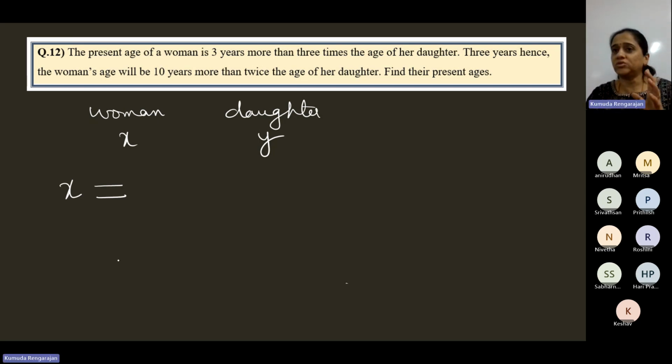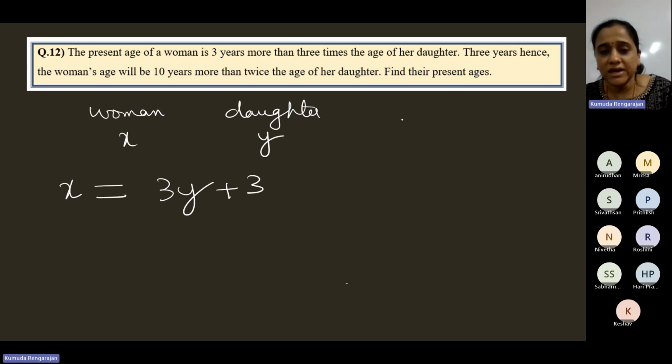Whenever you read 3 years more, 3 years less, leave some space here, and write whatever effect you should give it here. 3 years more than, so plus 3. More than what? More than 3 times the age of her daughter.